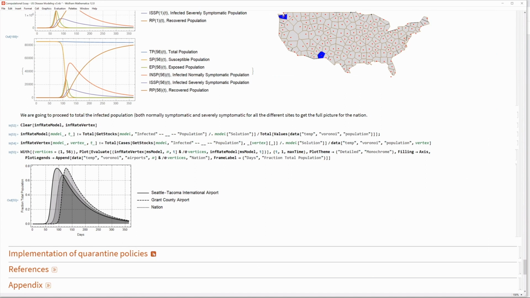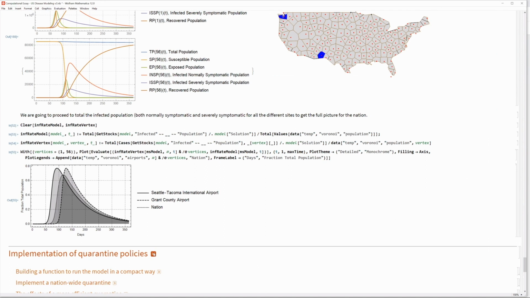So one of the questions, which Anton has been showing us a little bit in the prior conversation, is what about the implementation of quarantine policies? What can we do about it? We know that we don't have vaccines and we don't have any medical solution.